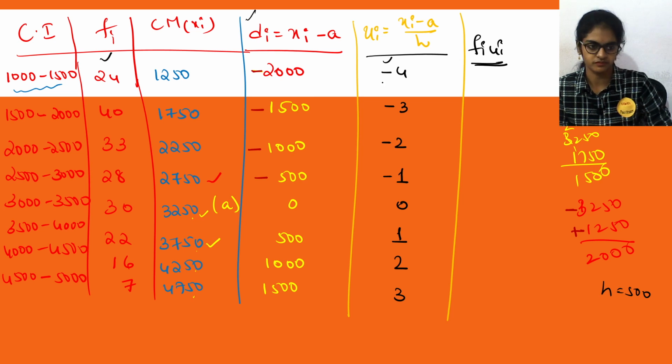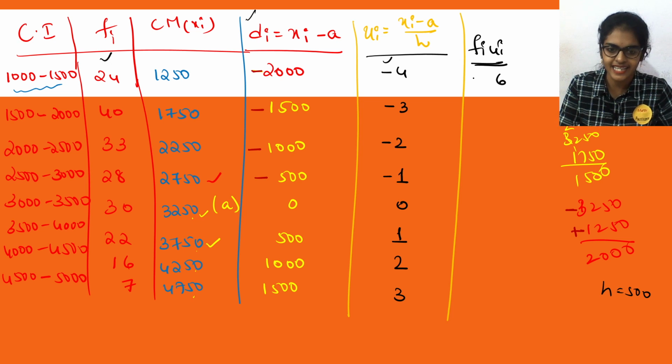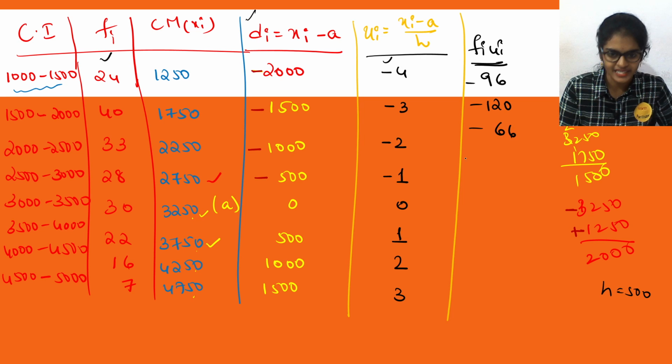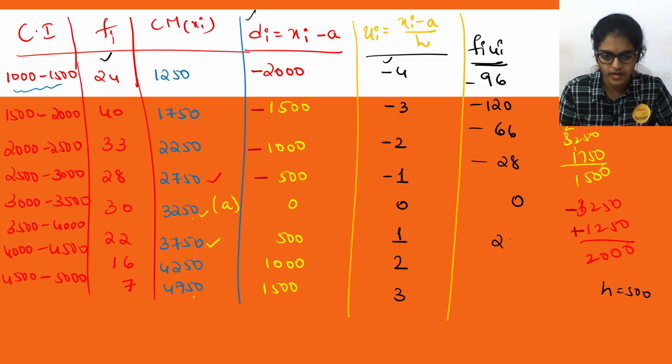24 into 4 is 96, so minus 96. 3 into 40 is minus 120. 33 into 2 is minus 66. 28 into 1 is minus 28. And here you have a 0. 22 into 1 is 22. 16 into 2 is 32. 7 into 3 is 21.